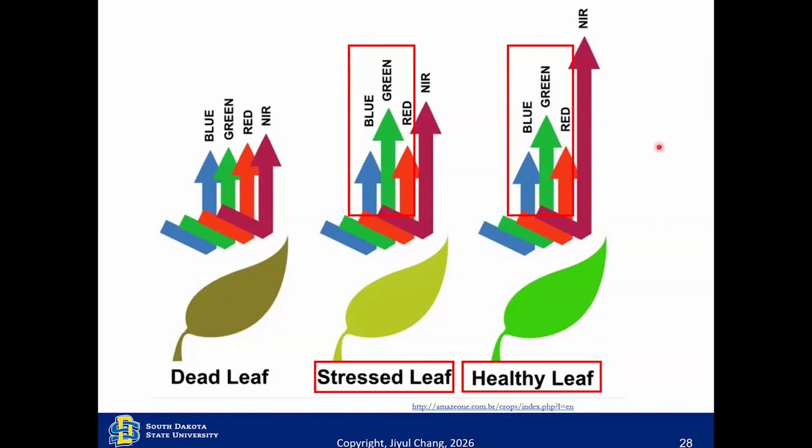But when you use a sensor to detect near infrared, the reflectance of near infrared on the stress leaf is very low, but the reflectance of near infrared on the healthy leaf is very high. So using a sensor to detect these things is very useful.